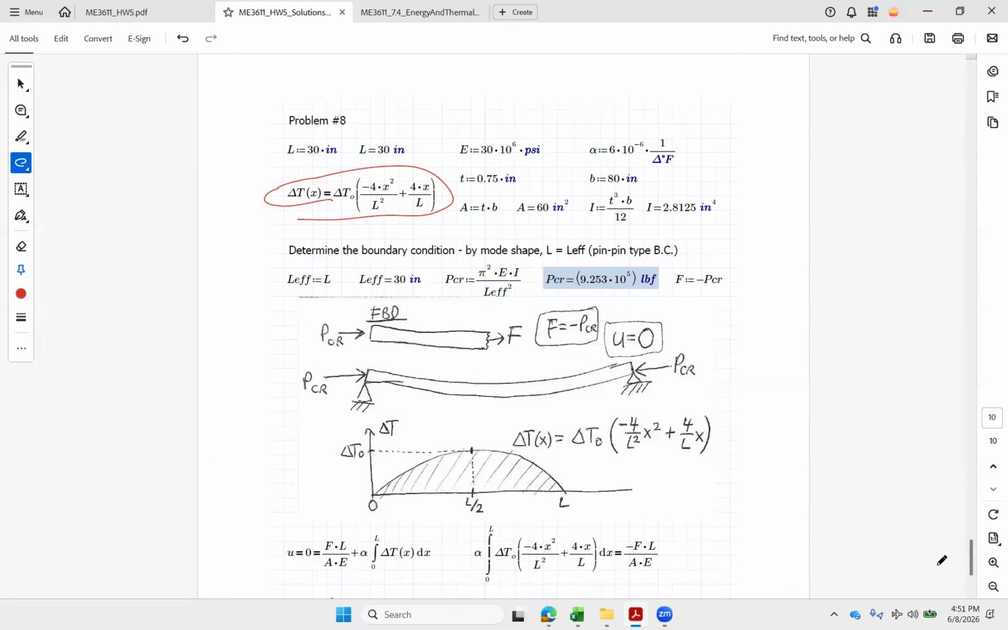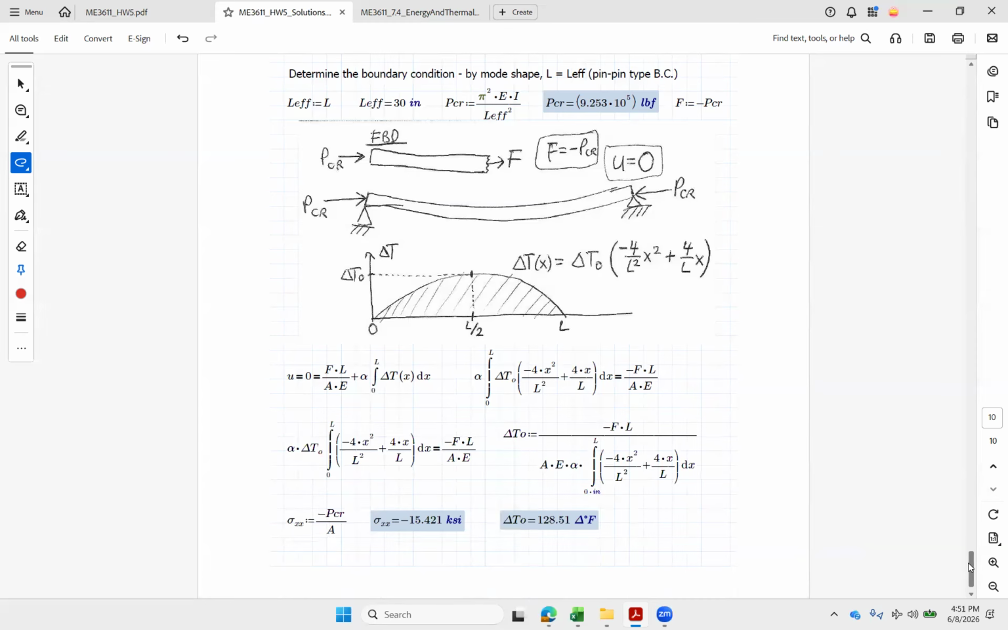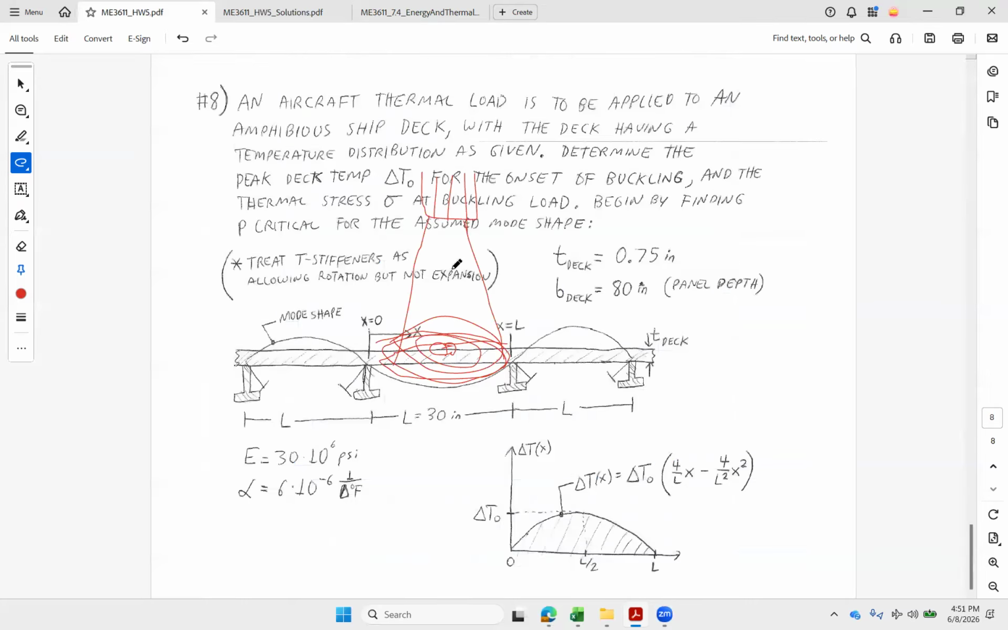because it's compressive. We know only compression can trigger buckling. We could try really hard, but it's difficult to buckle something in tension. So we work through here, and here's my expression for delta T naught. I plug in a minus P critical for F there. We see that's going to turn it positive, and the delta T that it takes to buckle then is 128 degrees. That's going to be this delta T at the center and then some tapering load out there. So it doesn't take a whole lot of delta T to cause this elastic buckling phenomenon with these dimensions for the deck.